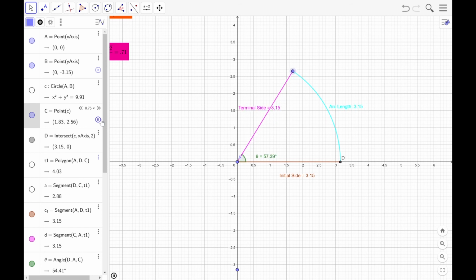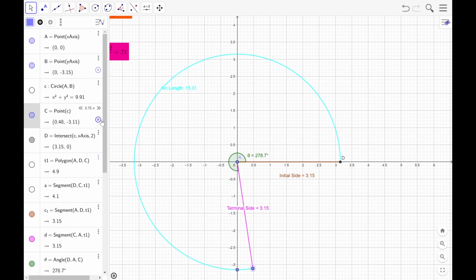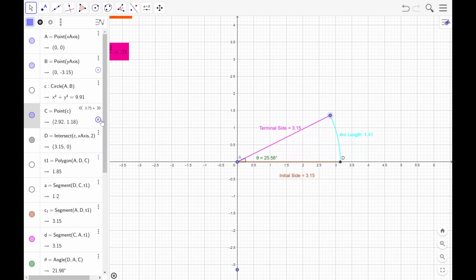Well, as we can see, because our terminal side stays fixed in length as it rotates about my initial side, it starts creating what shape? Yeah, you guessed it. It's a circle, right? So we can see that if we keep the initial side and the terminal side fixed, what's going to happen is that it starts tracing out a circle. So it's going to look kind of like this.